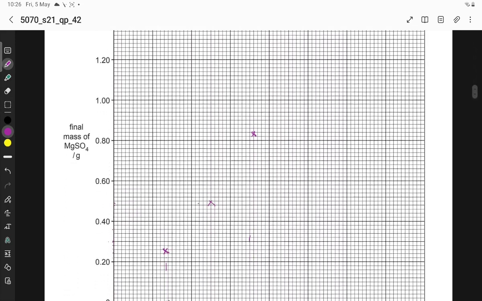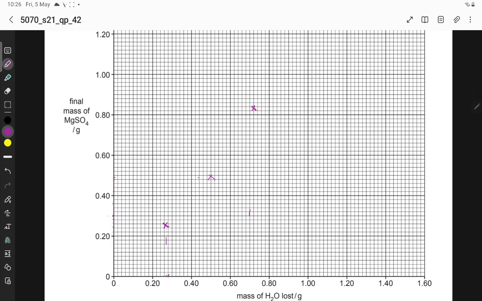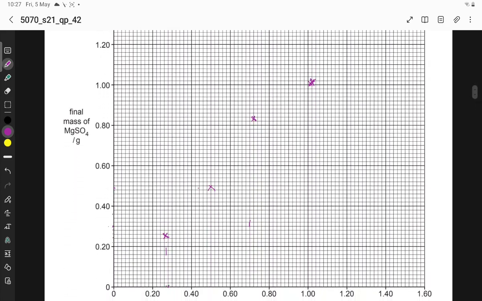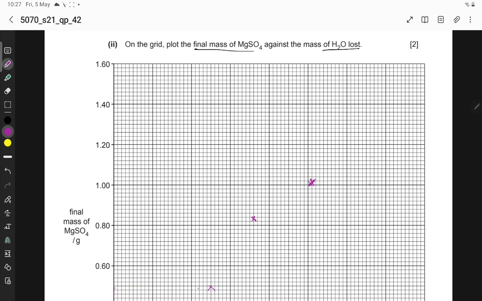And the next point is 1.04 and 1. And 1.30, 1.23. This is 1.30 and 1.23.